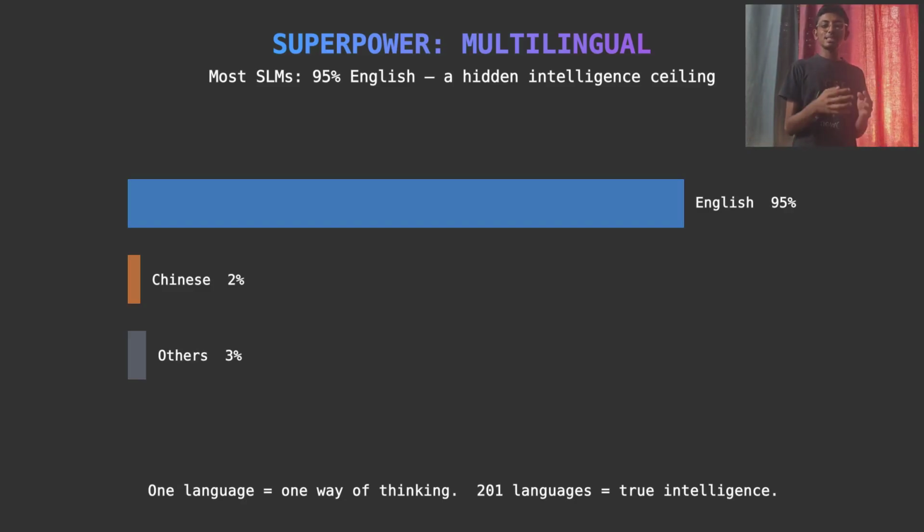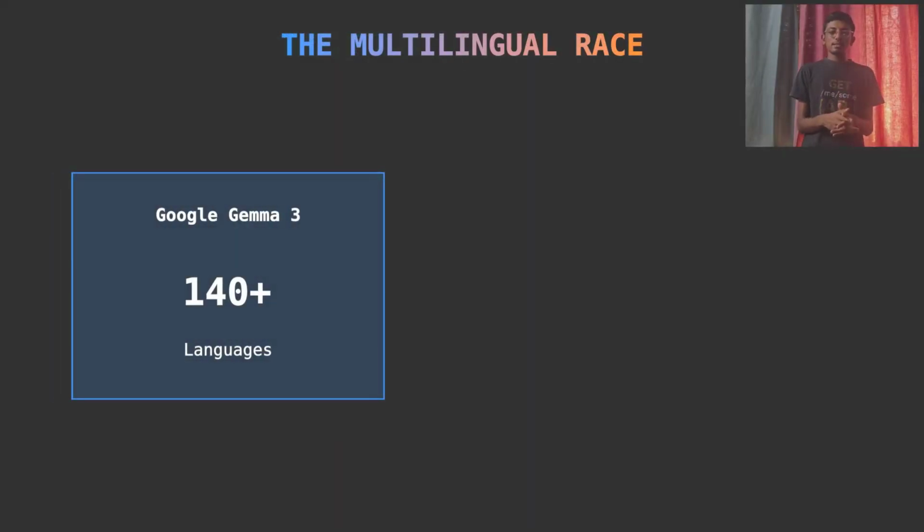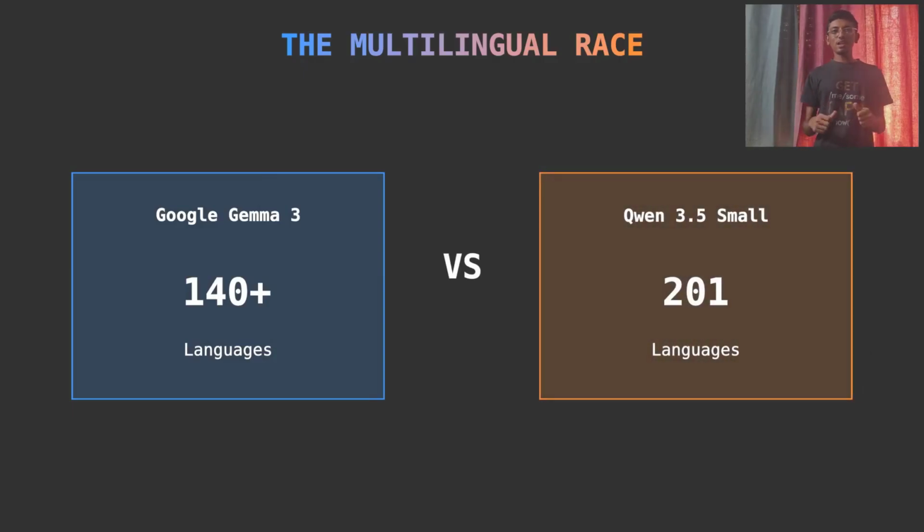That means the LLM has never learned about the broader world thinking capabilities, which secretly makes it a dumber model than it could be. Now Qwen 3.5 is taking this head on. You may ask how. The multilingual race is a war zone, and Google is the leader of the pack until now. Google's Gemma 3 made waves with 140 plus languages, a genuine achievement.